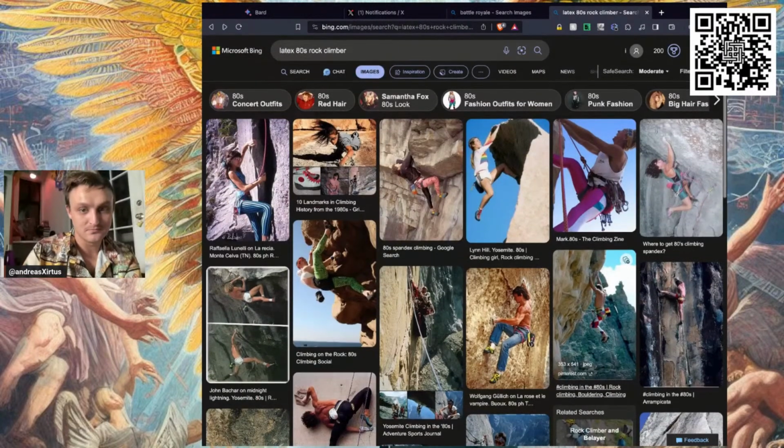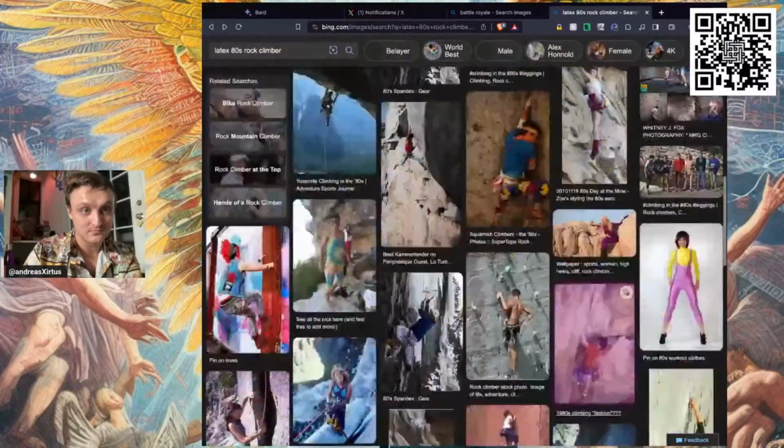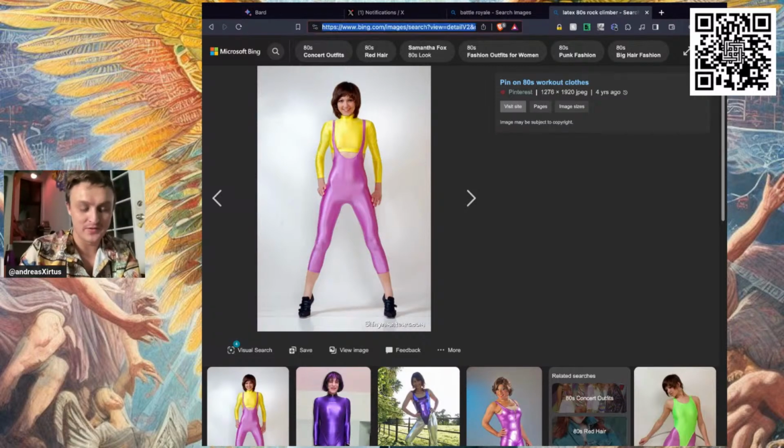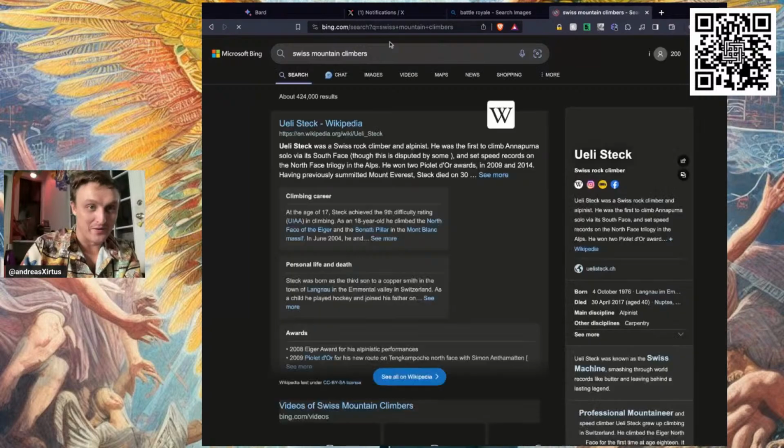Climbers are so different. Are they kind of similar to goths, I guess? They're on the edge. Swiss goths were climbing mountains. Are you kidding me? Let's be real. Now we're gonna look at some Swiss mountain climbers.